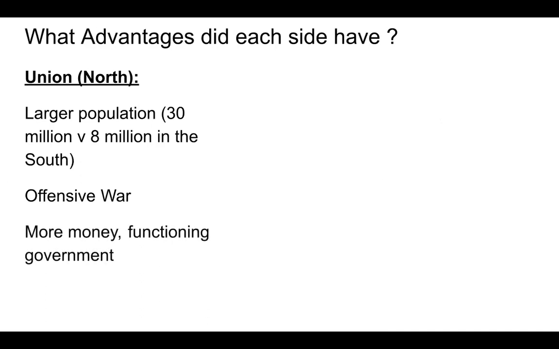They have a lot more money. They have a functioning government. The Confederacy has to kind of start over. They have to elect a president, and they have to figure out how the Congress is going to work and all of that. All the industry is in the North. So all of the early factories that we have going on, that's all in the North. The railroad is all in the North, and the banking system as well.